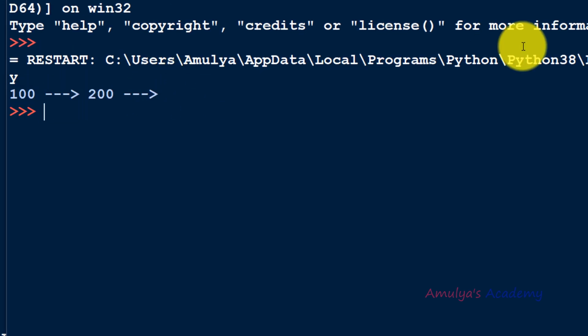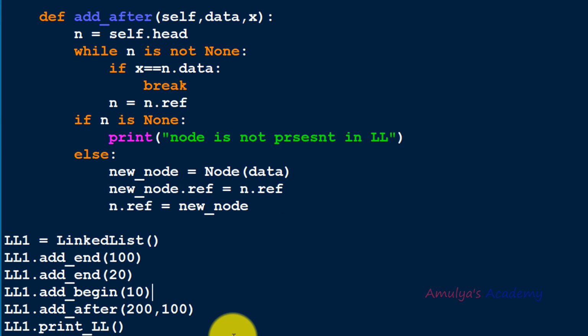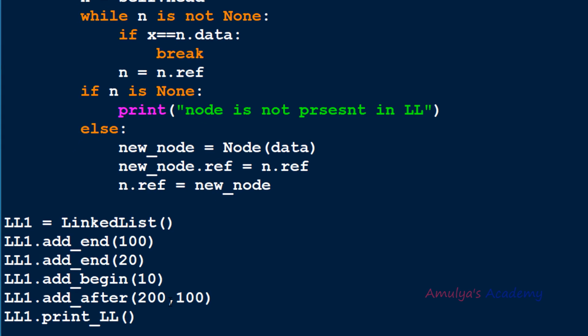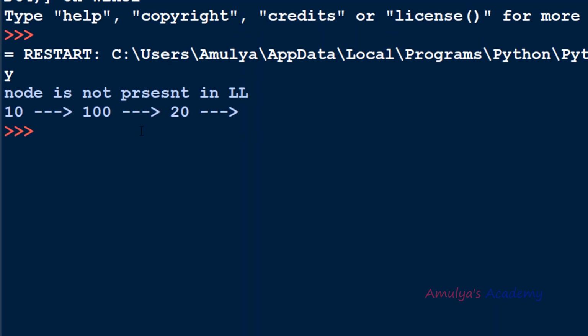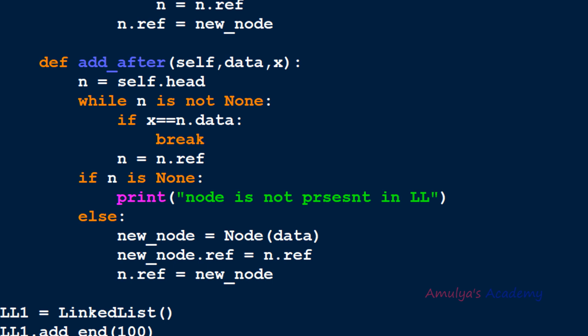200 is pointing to None. Here I'm calling add end, add begin. So it will be like this, and here I'm adding after 100. So let's execute this. Here we can see 10, after 10 we are adding 100. So 10, 100, 20. Next, if I enter a node which is not present in the linked list, for example here instead of 100 I'll write 500. I want to add this new node 200 after 500. But 500 is not present in the linked list, right? If I execute this, I'll get node is not present in the linked list, and it will print the existing linked list 10, 100 and 20. It won't insert that element.